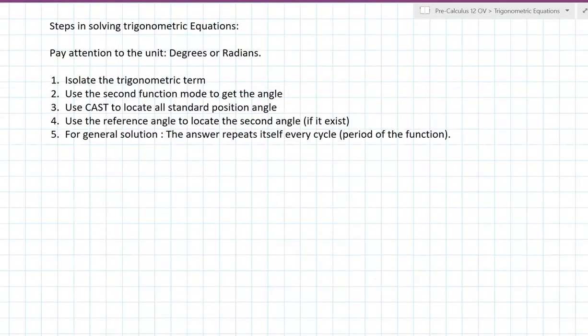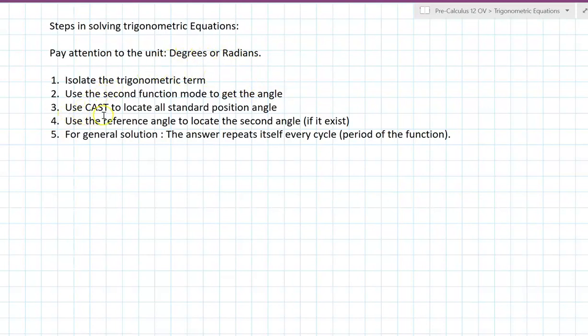To recap, steps in solving trigonometric equations. Here there are a few of them, and not necessarily is it written in every text like this, but here it is the way I see it, and it's working for my students. First thing that you have to do is isolate the trigonometric term. Then you go ahead and use second function mode to get the angle. Now remember, if the angle is in radians, you have to make sure your answer is in radians. If the question is asking for degrees, then you give your answer in degrees.